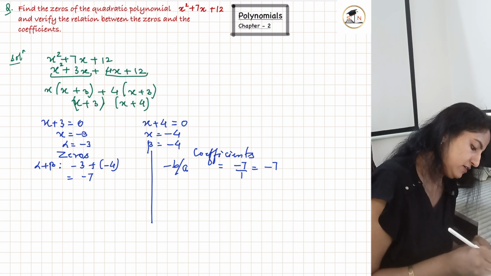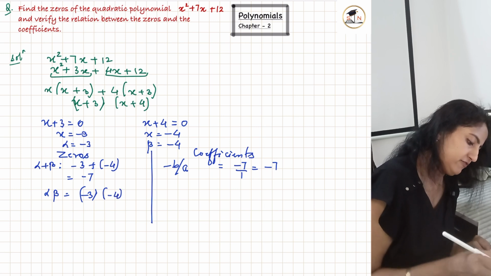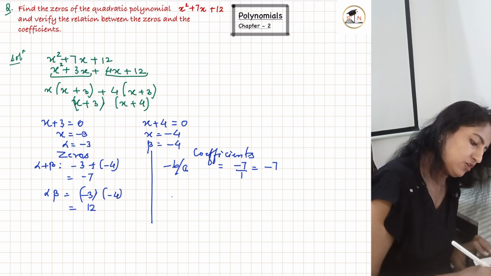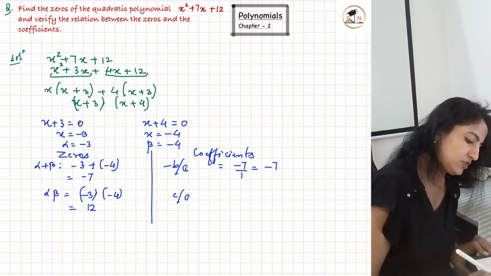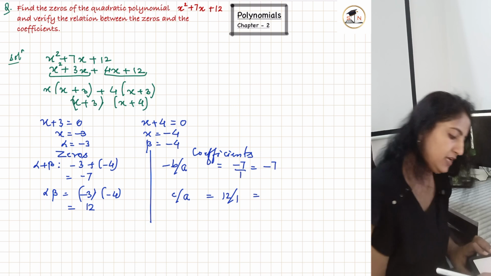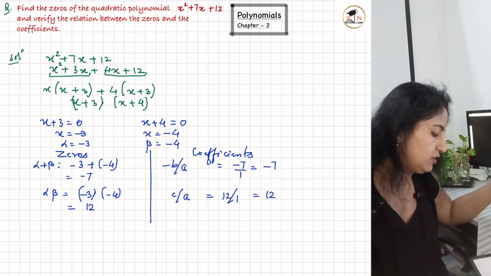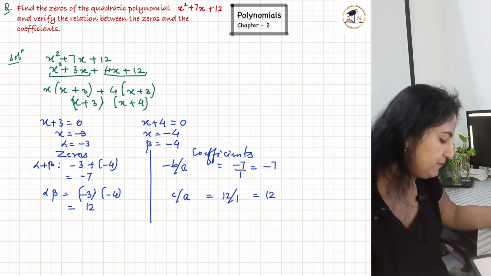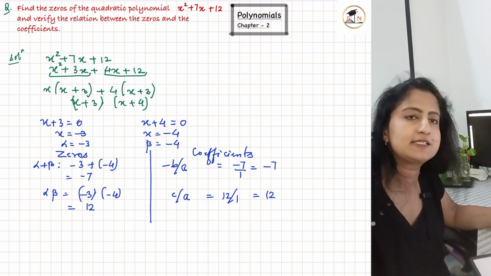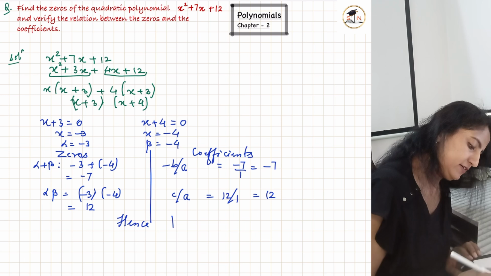Lastly, alpha beta, we will multiply negative 3 with negative 4, and that results in 12. The product is c over a. So this is 12 over 1, hence just 12. We just saw that alpha plus beta, the sum of the zeros, is the same whether you dealt with zeros or the coefficients. And similarly for the product also, it's the same. Do not forget to write at the end, hence verified.